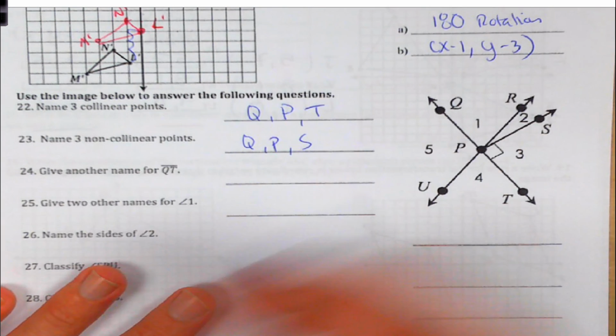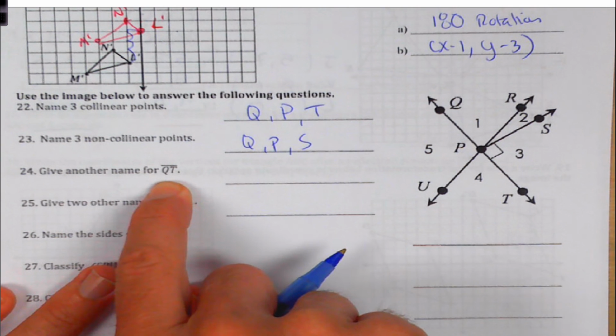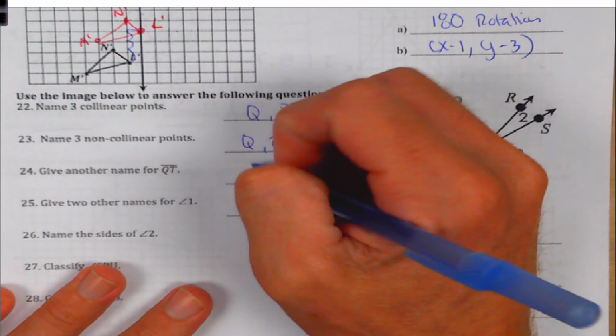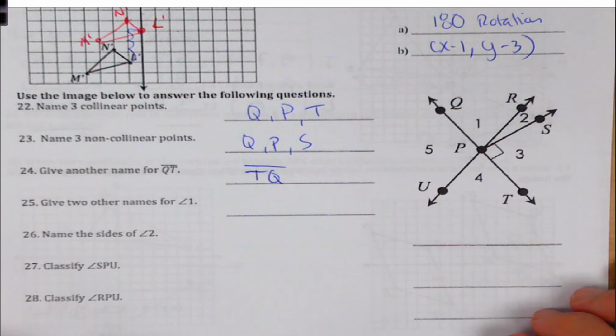Give another name for QT. Now QT is a line segment, so it has to be the same length as QT, and the only one that's the same length as QT is TQ. The same segment, just name it backwards.